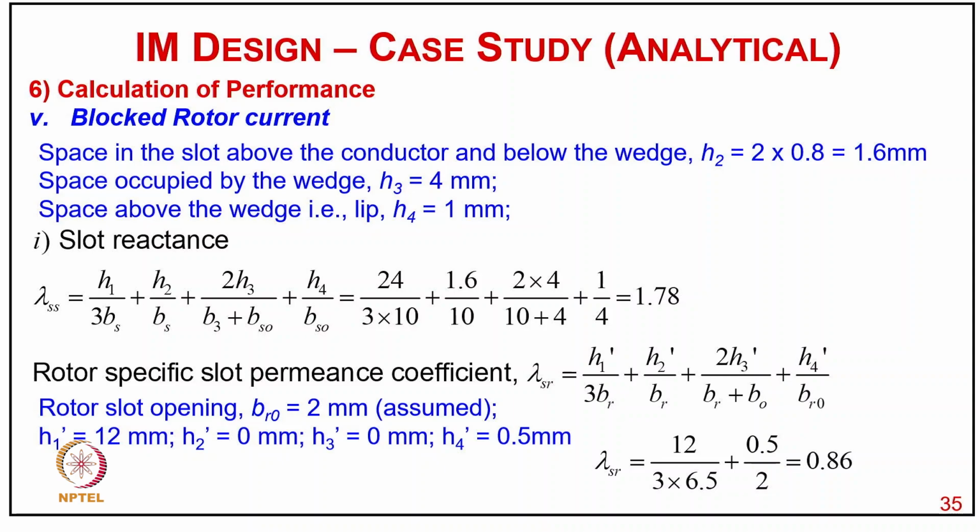it comes to 1.78. Similarly, for the rotor specific slot permeance lambda SR is again a function: H1 dash upon 3 BR, H2 dash upon BR, plus 2 H3 dash upon BR plus B0, plus H4 dash upon BR0. So here the rotor slot opening BR0 is 2 millimeter, H1 dash is 12 millimeter, H2 dash, of course, considering 0, H3 dash, and H4 dash 0.5. So lambda SR comes, after putting these values, 0.86.